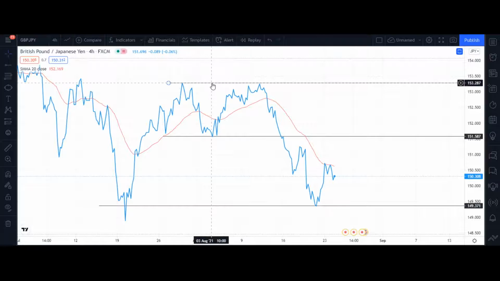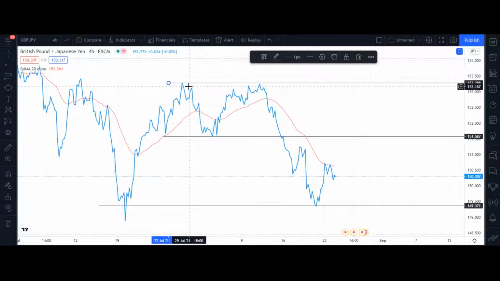But as you can see from this top line right here, this is a major institutional level. You saw huge selling pressure first go around, huge selling pressure on the second go around, and it's taken the market all the way down here. You're looking at about a 300 pip decline. So there's definitely big time selling pressure here.